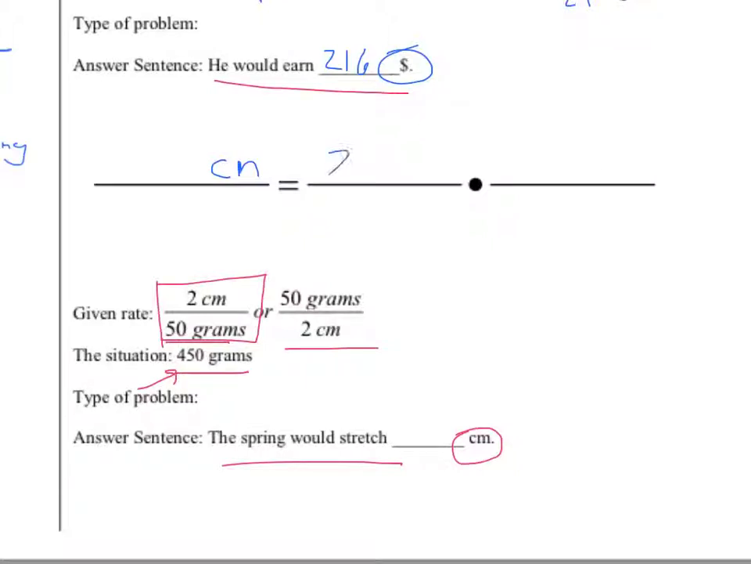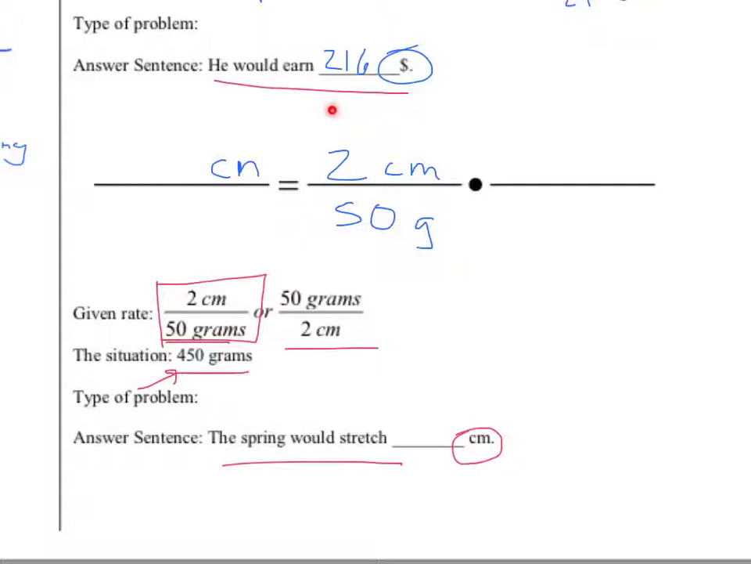So this is 2 centimeters for 50 grams. And again, I see the same problem with my units. What is the problem with my units? What doesn't match up between the two sides of my equation? The grams on the other side.